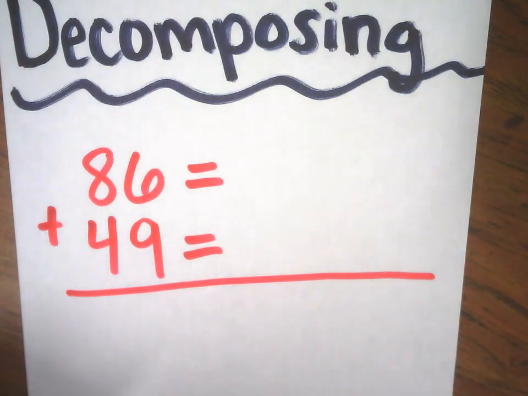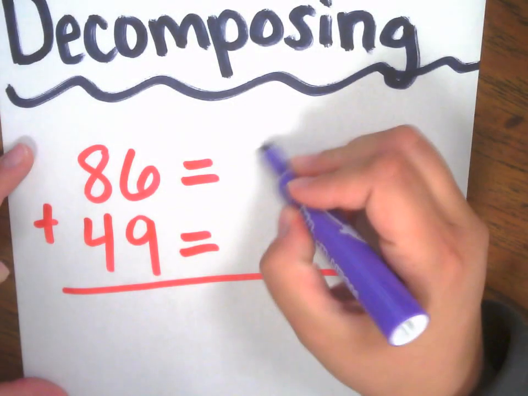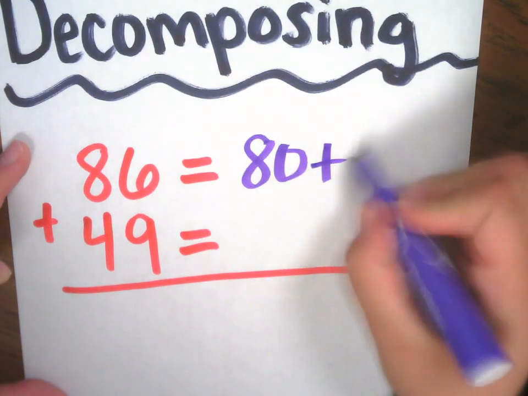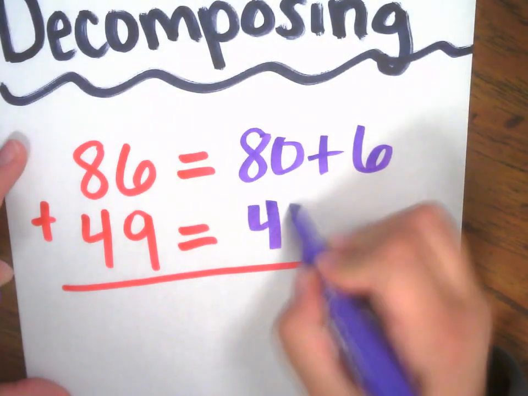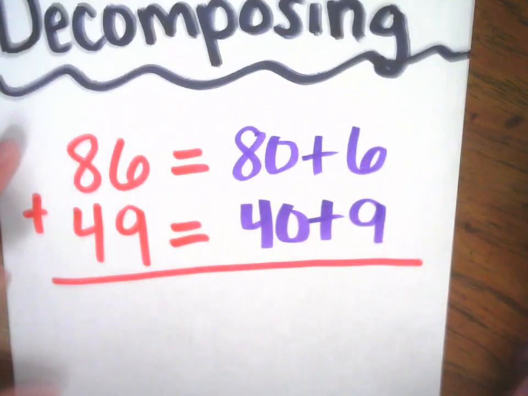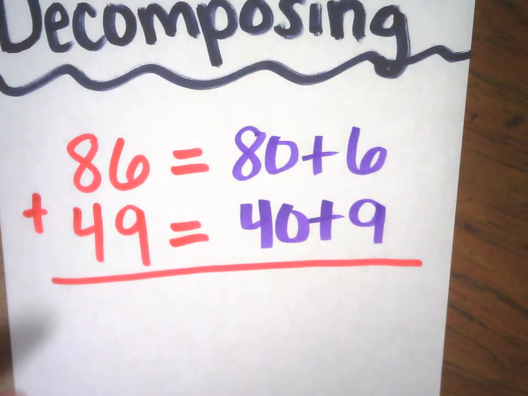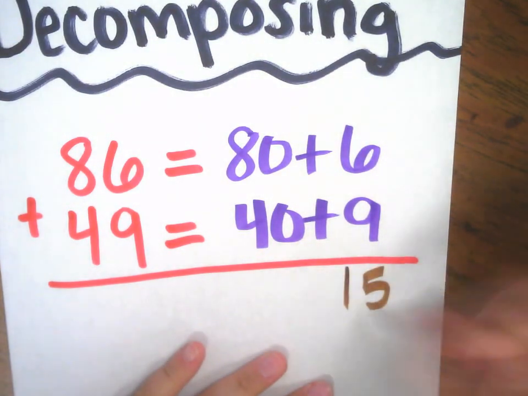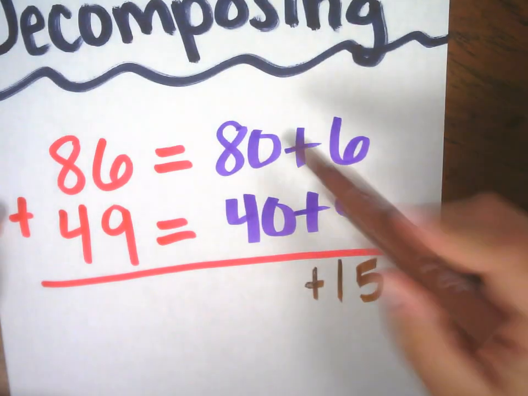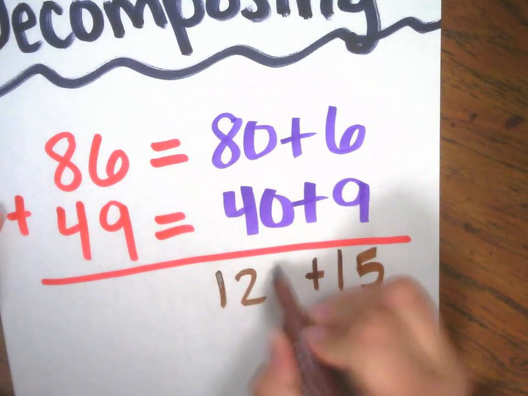And then, if you remember, your child learned the different number forms: expanded form, unit form, picture form, word form. We're going to put these numbers into expanded form. So we have 80 plus 6 and 40 plus 9. And we're just going to add straight down. So I have 6 plus 9, which is 15. Bring my plus sign down. 80 plus 40 is 120.